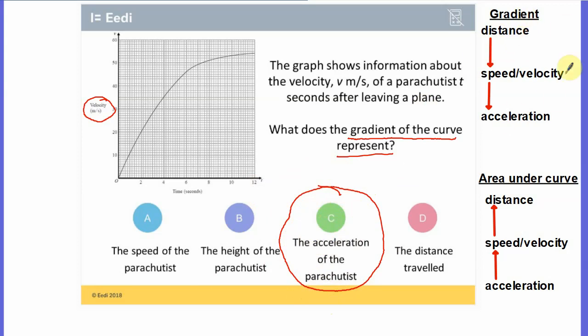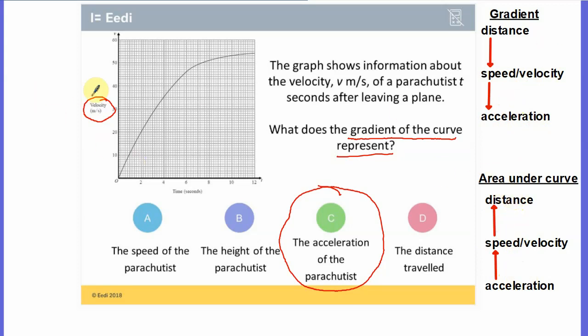I like to think of these little flowcharts. So if we're finding the gradient, if we find the gradient of a distance curve, it finds the speed or velocity. And if we find the gradient of a speed or velocity curve, it finds the acceleration. And then going the other way, if we find the area underneath an acceleration curve, it brings us back to the speed. And if we find the area underneath a speed velocity curve, it brings us back to the distance.